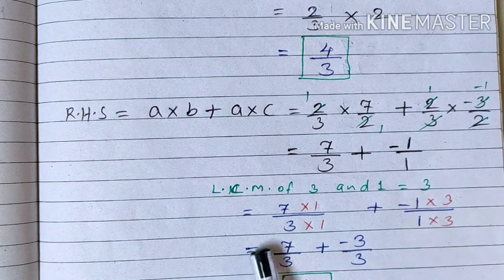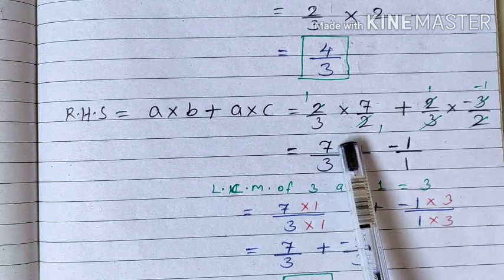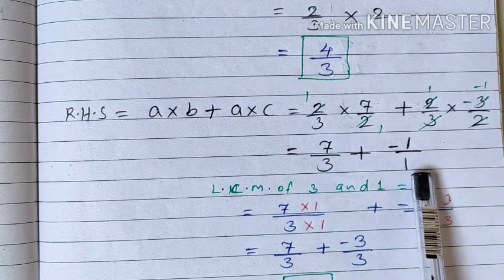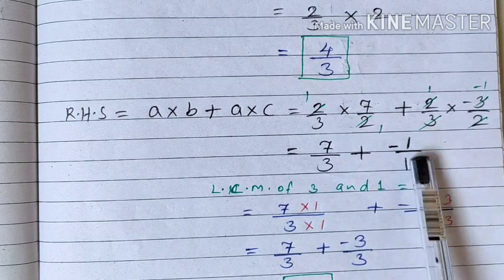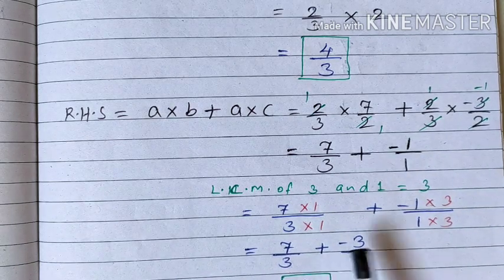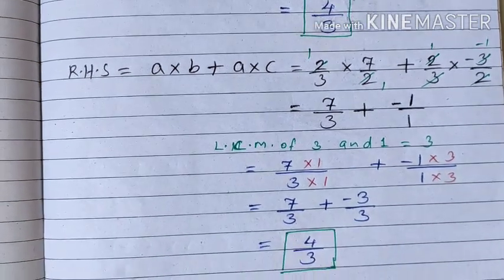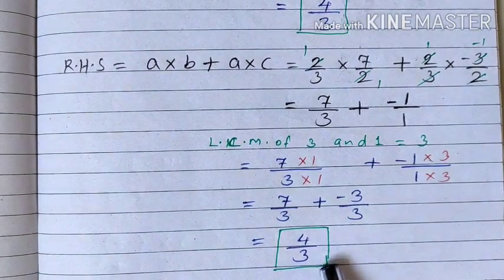So once we take the LCM, multiply the first number by 1 in both numerator and denominator, and the second number by 3 in both numerator and denominator. So we are getting 7 by 3 plus minus 3 by 3. The answer of the RHS is 4 by 3.